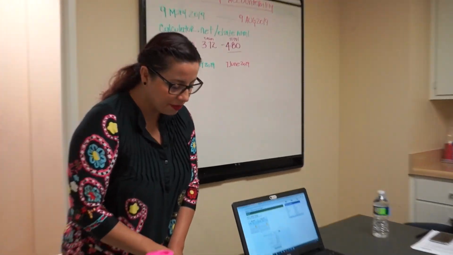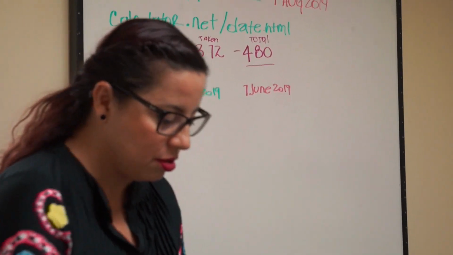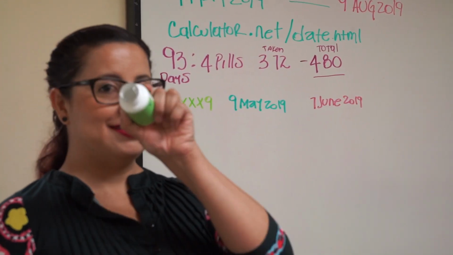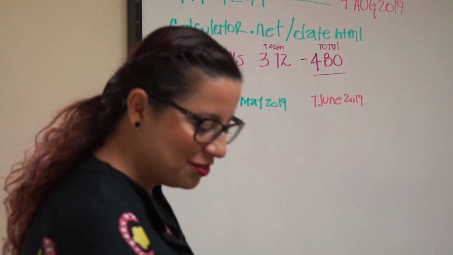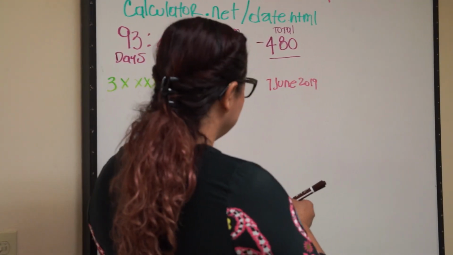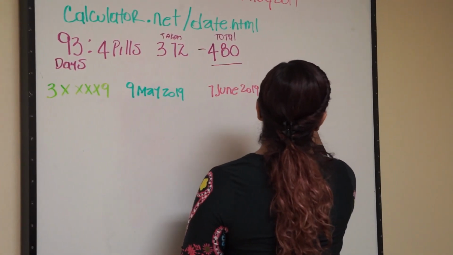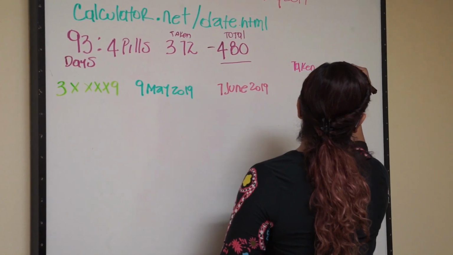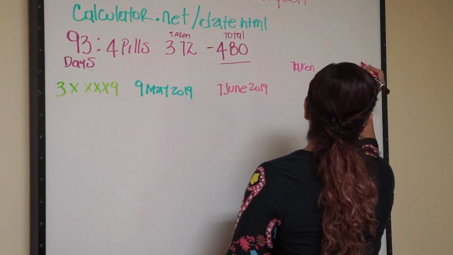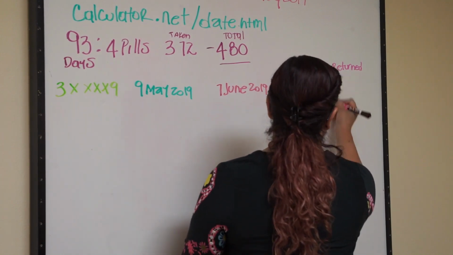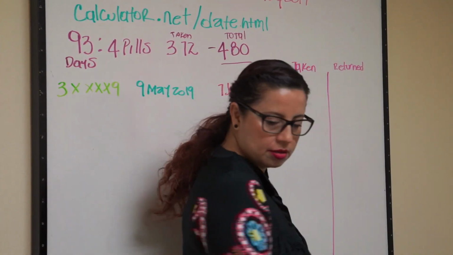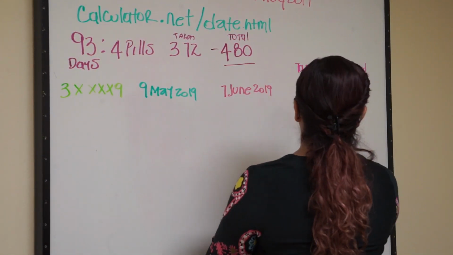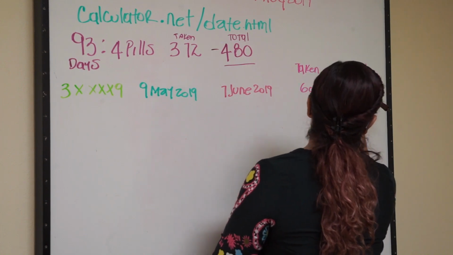And then we check the bottle. Make sure how many pills the patient took, so it's 0. So the patient took all the bottles, so we're going to put here taken and returned. Okay, so this patient took 60 and returned 0.